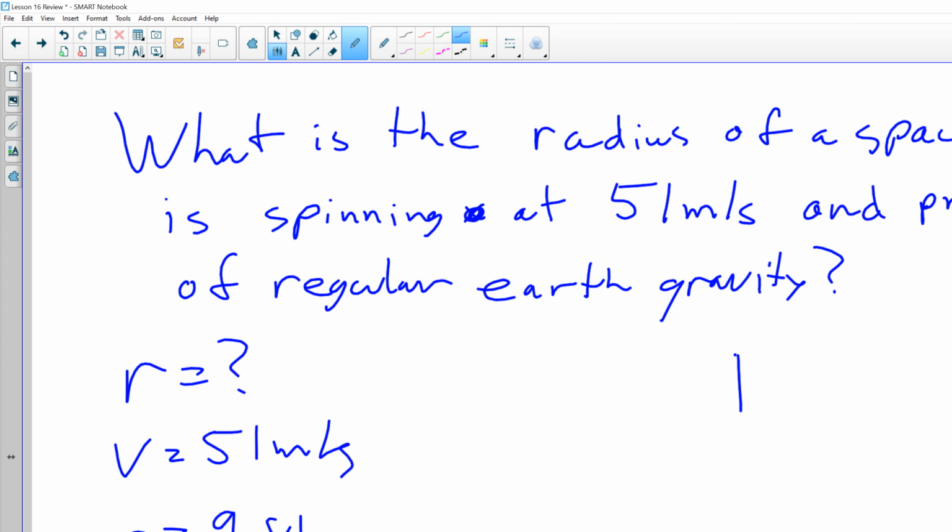So, Fc equals the normal force, which I want to feel like this force. So, mv squared over r equals m times g. I want the centripetal force to feel like gravity. I'm looking for r, so I'm going to multiply both sides by r, and then divide both sides by m times g. The m's are going to cancel. R is going to equal v squared over g. So that's going to be 51 squared divided by 9.81.